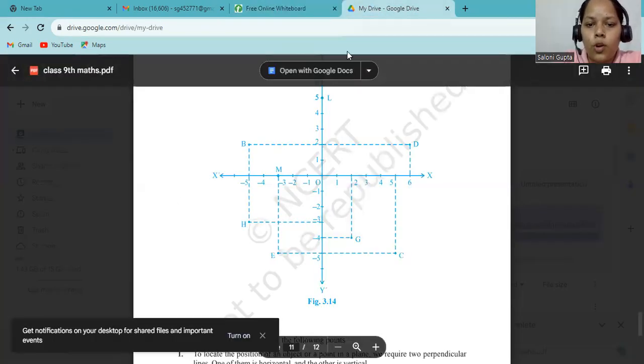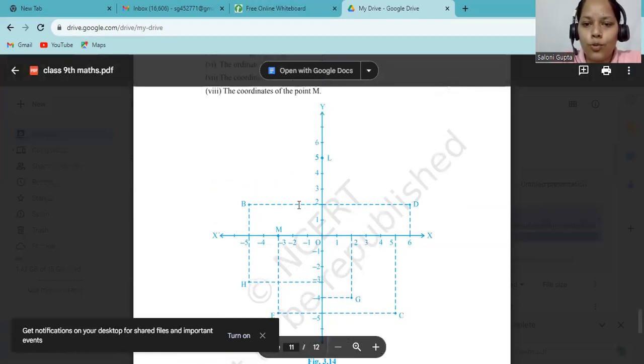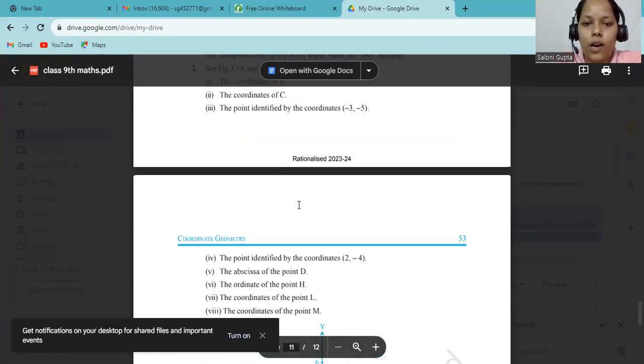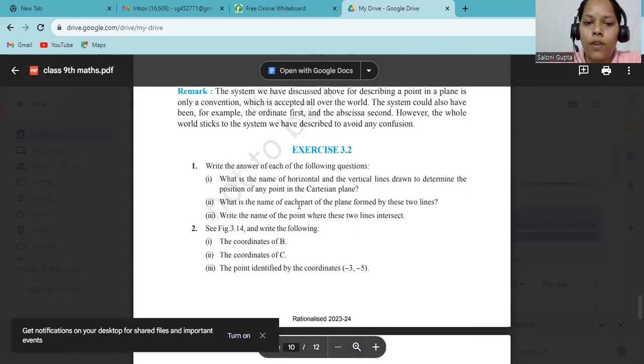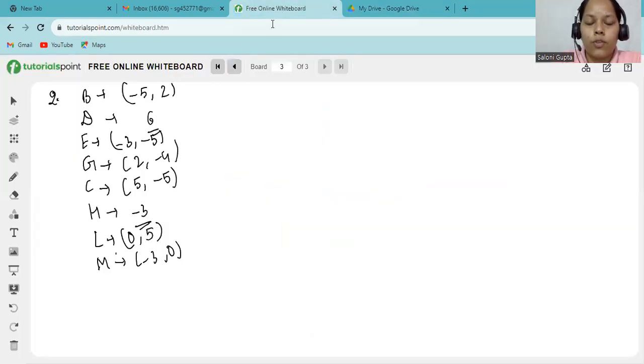I hope you all have understood how to do the questions related to the Cartesian system, and how to identify the position of, or we can say how to locate, the points in a Cartesian system. I hope this is clear to everyone.